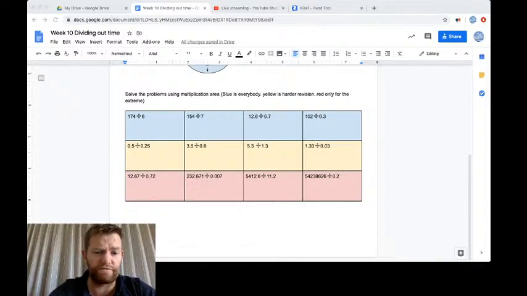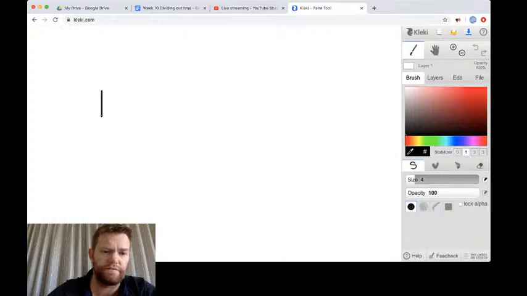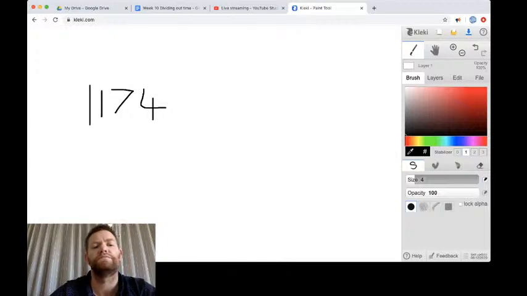A slightly different way of solving long division problems rather than using long division. So we'll take this first example, which is 174 divided by 6. I'll write it down. I'm actually going to do this one because why not make your life easier? 174 divided by 6. Now, if you're working it out with long division, you'd start.